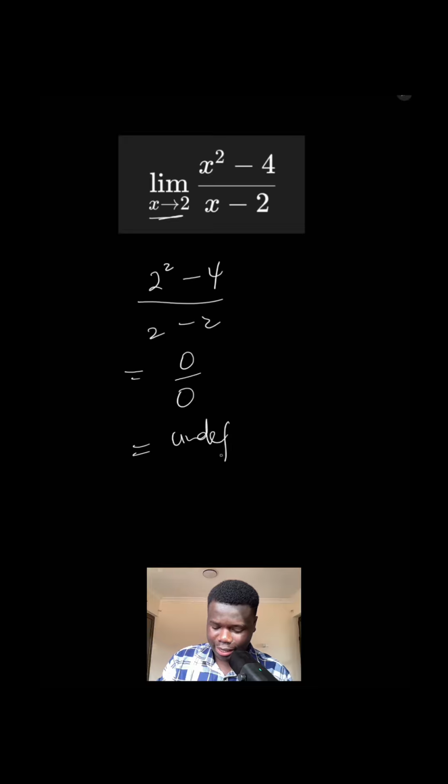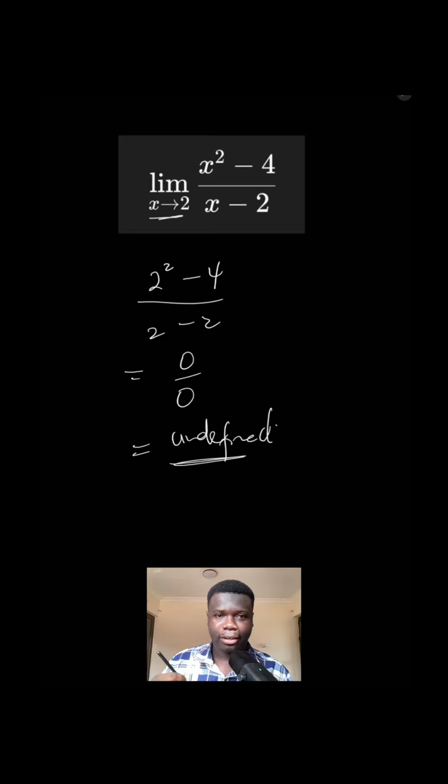Most people cannot solve this limit question. Find the limit as x approaches 2 of x squared minus 4 all over x minus 2. Most people begin by replacing x with 2, so that's 2 squared minus 4 all over 2 minus 2, and that's 0 over 0.